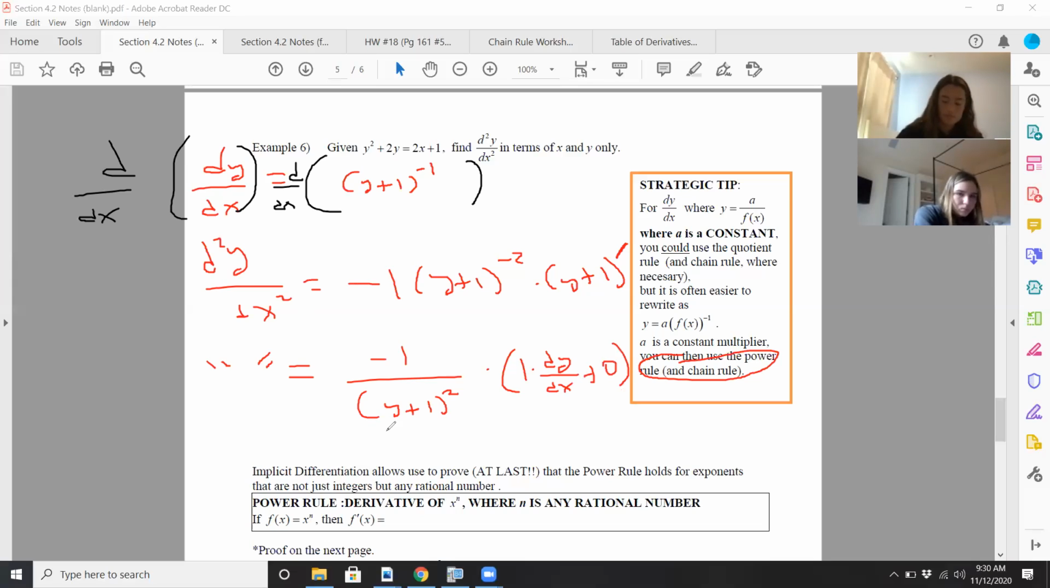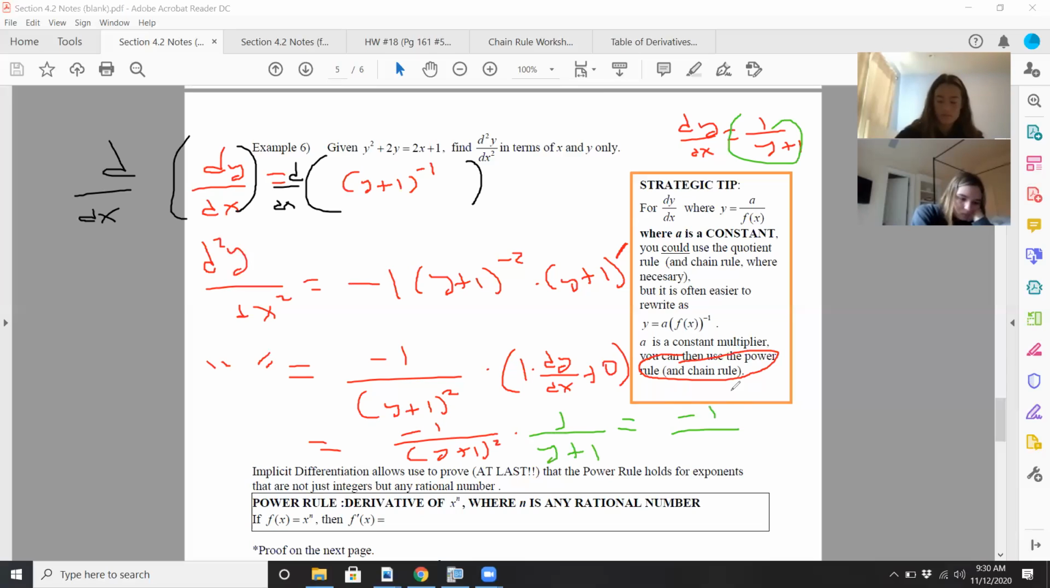Now, this is the fun part. What did dy over dx equal in our previous work? 1 over y plus 1. So I'm going to replace dy over dx with 1 over y plus 1, because that's what it was from our previous step. And the final answer is negative 1. Just go back to red, sorry, don't want to confuse you guys. So the final answer is going to be negative 1 over (y plus 1) cubed.